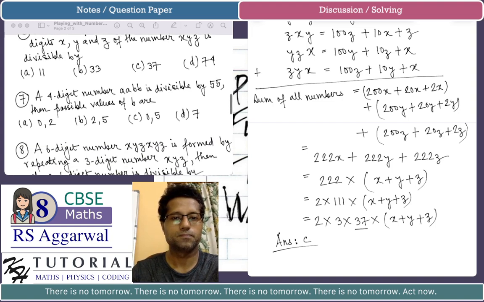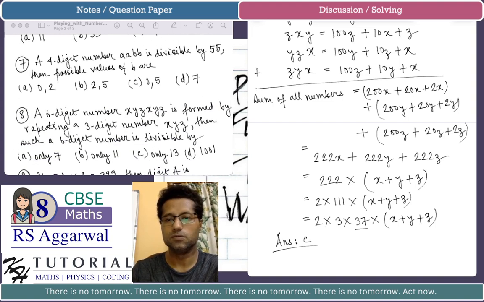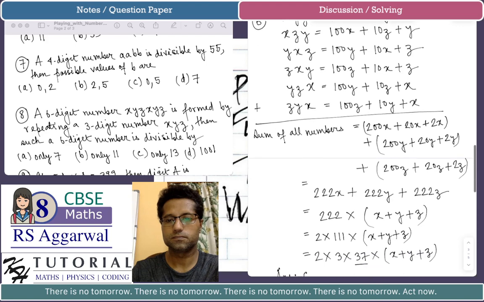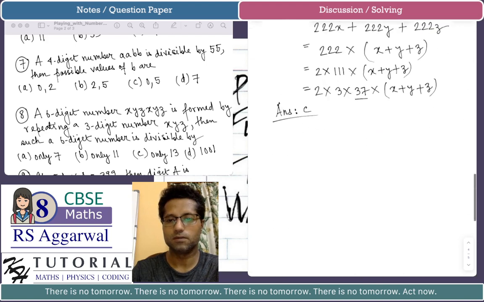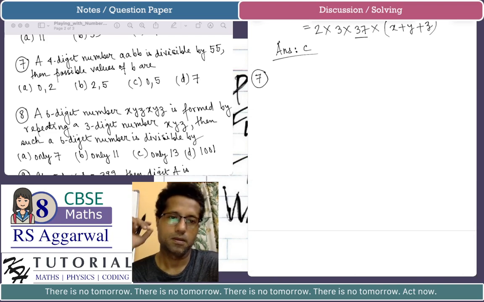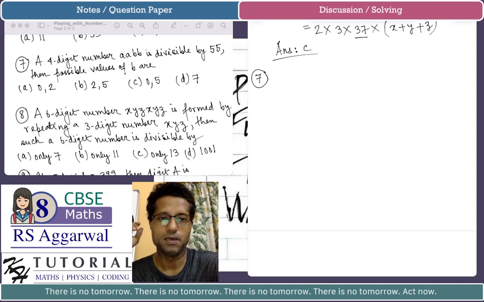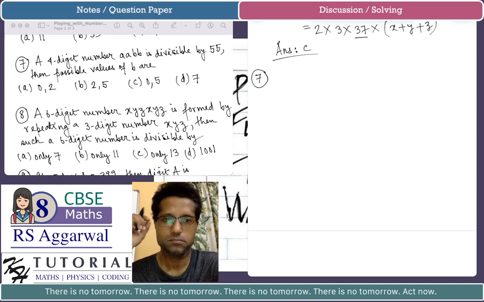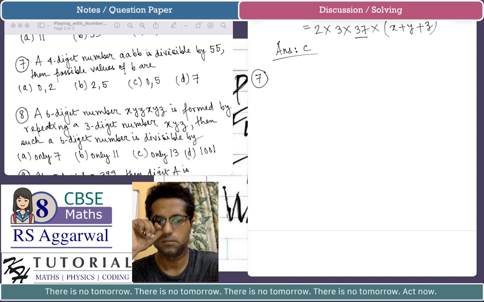Okay, let's do problem number 7. A 4-digit number AABB is divisible by 55. Then possible values of B are: A, 4-digit number AABB is divisible by 55.